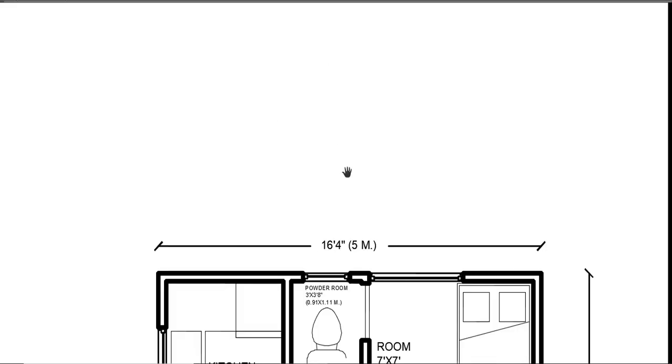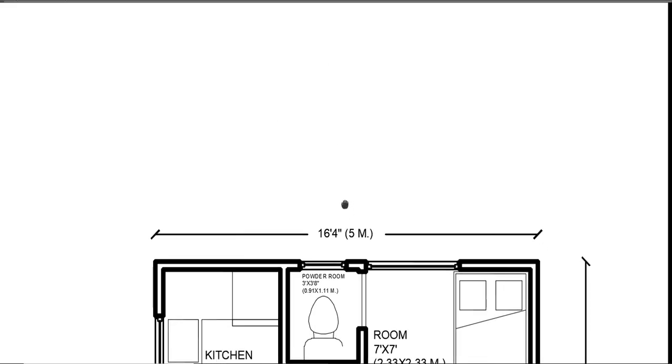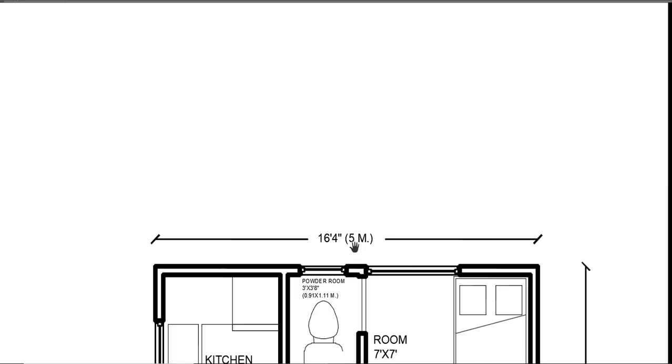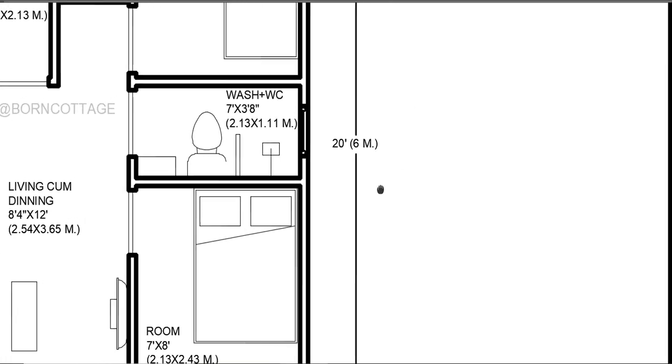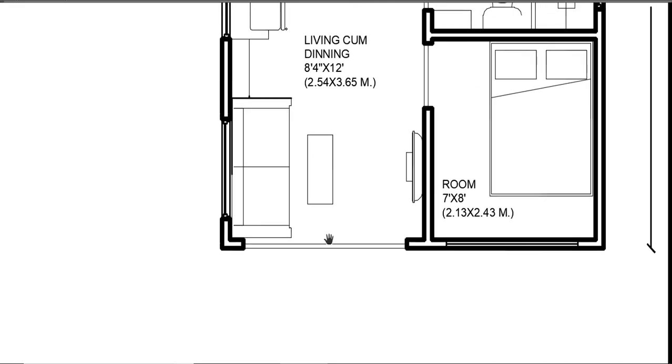So this is the floor plan of the house. There are 2 containers of 20 feet. The total area I have taken is: width is 16 feet 4 inches, in meters 5 meters, and the length is 20 feet, in meters 6 meters. In the front we have a sliding door here. After that we will go inside.